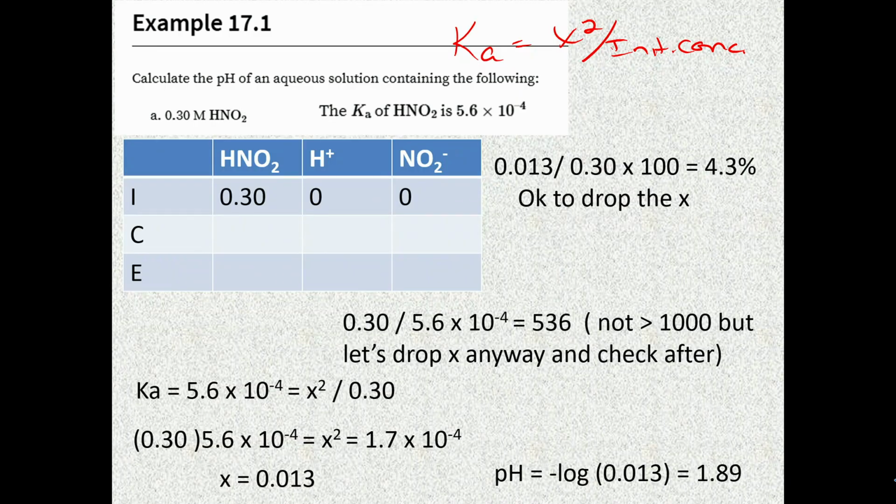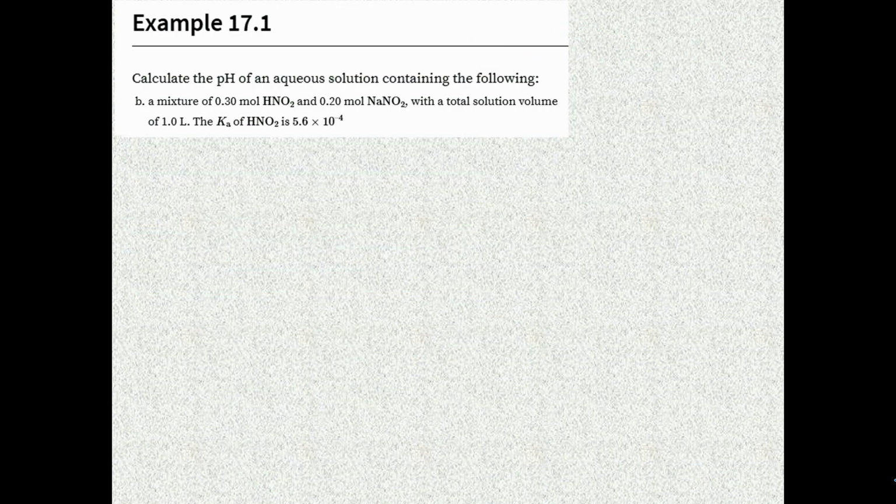But what if I make this not in pure water, but in a solution that has some NO2 minus in it. I'm going to put in some salt, sodium nitrite. It's telling me I put in 0.2 moles of that. I still have that 0.3 moles of the nitrous acid. Notice it does give me moles, but it's all in 1 liter, so I just transferred it into molarity.